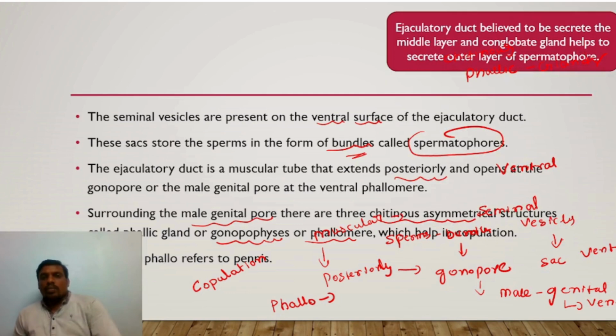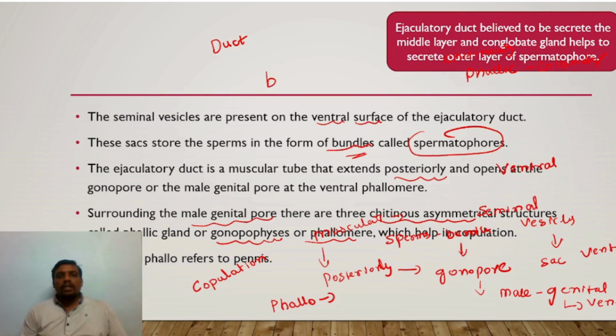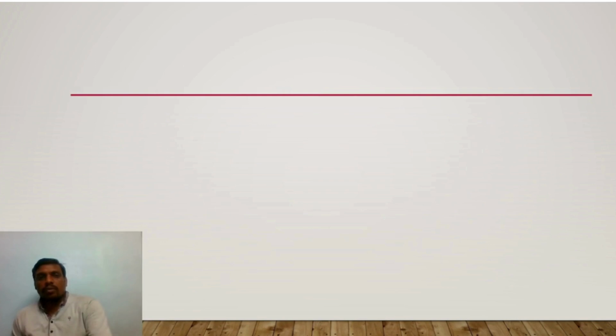Now, the ejaculatory duct in the male reproductive system is believed to secrete the middle layer, and the conglobate glands secrete the outer layer of the spermatophore.